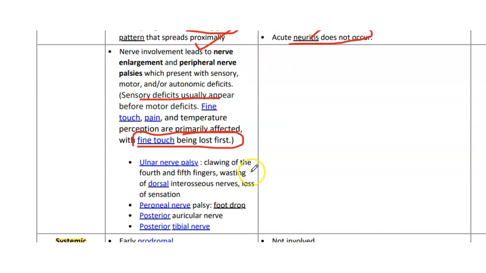Ulnar nerve palsy will lead to clawing of the fourth and fifth fingers, wasting of the dorsal interossei, and there will be loss of sensation. Peroneal nerve palsy will lead to foot drop, and there can also be posterior auricular nerve palsy and posterior tibial nerve palsy.